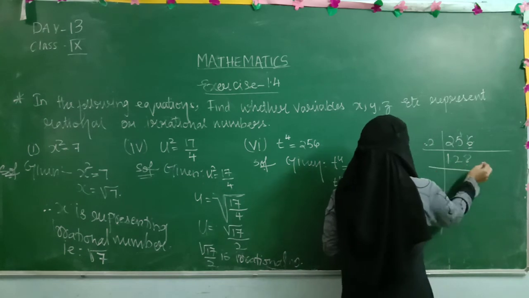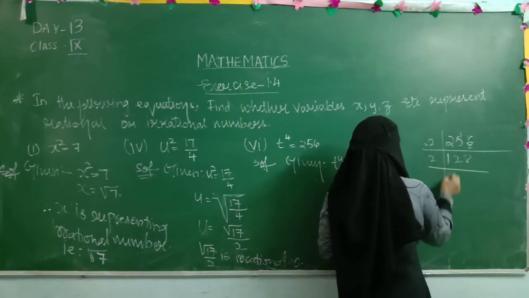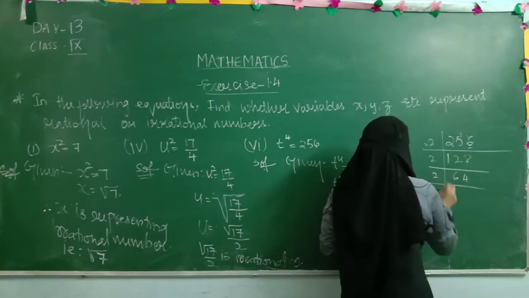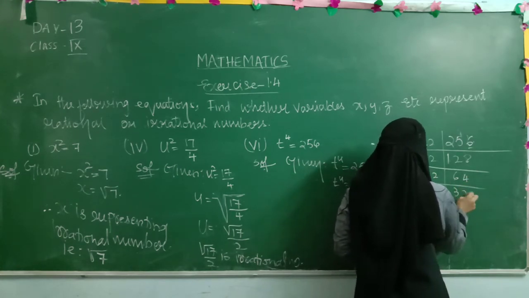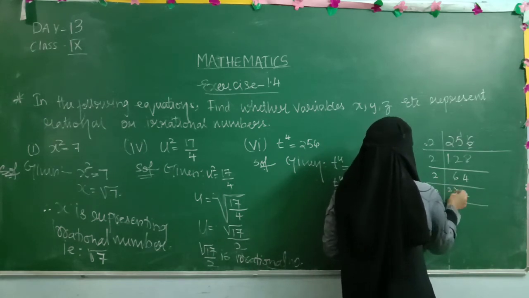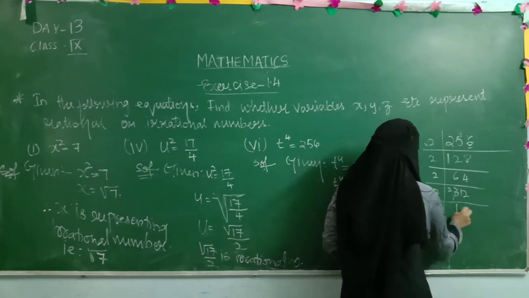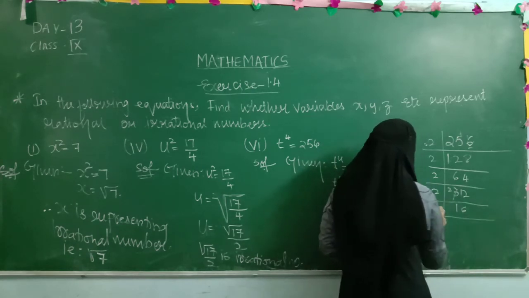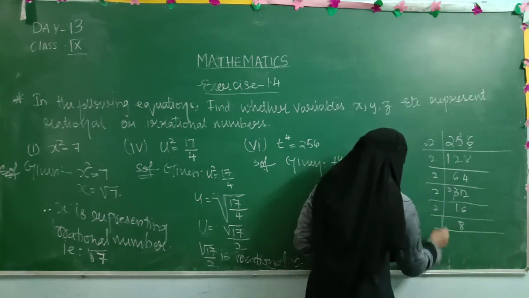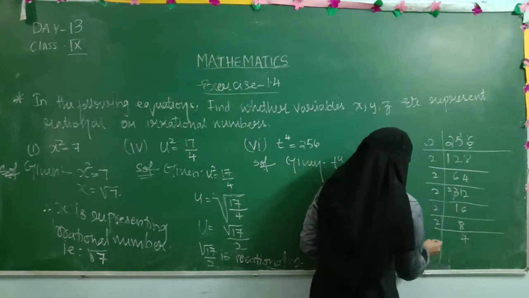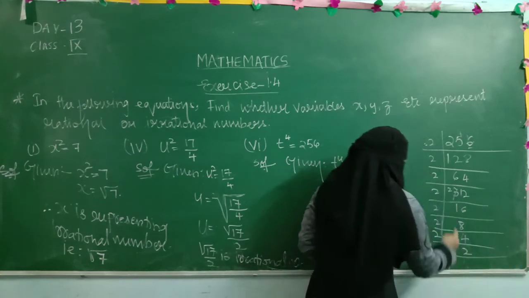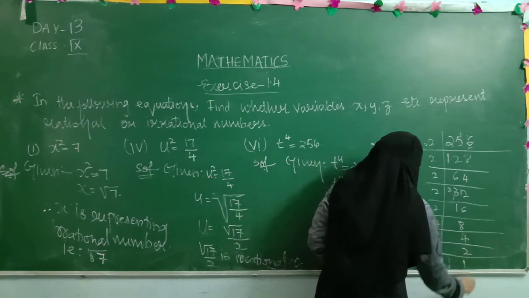Now again the last digit is 8, so we are going to check with the 2 table. 2 6s are 12, 2 4s are 8, then 2 3s are 6, 2 2s are 4, then 2 1s are 2, and 1 is left out. So it is becoming 2 6s are 12, 2 8s are 16, and 2 times 4 is 8, and 2 times 2 is 2 2s are 4, and here 2 times 1.